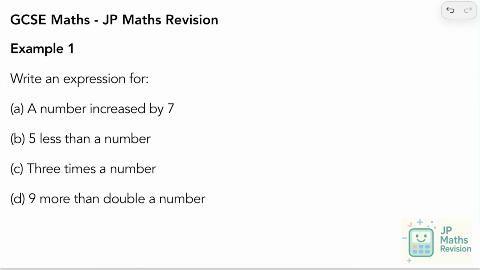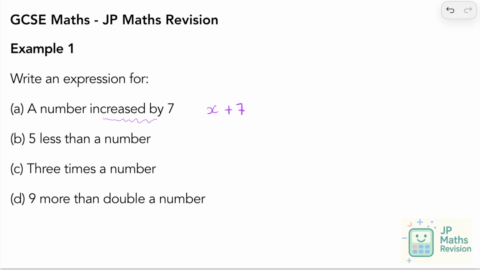So here's an example. We need to write an expression for a number increased by 7. The first thing I need to do is define my number. So I'm going to call my number x and I'm going to increase my number by 7. So I'm going to add 7 to my number. So I end up with x plus 7.